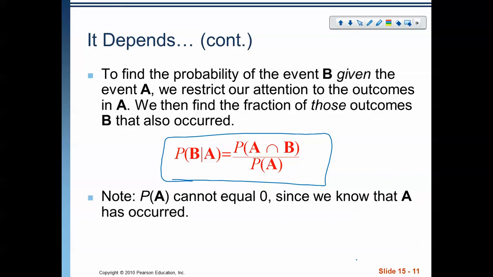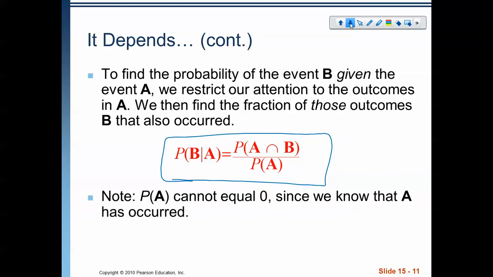And notice P of A can't be 0, because we're saying A happened. If it's 0, we can't calculate a probability, which means if this didn't occur, then there's no probability to do something for B, right? It can't be 0 because A happened, and because A happened, it has to have a probability bigger than 0.